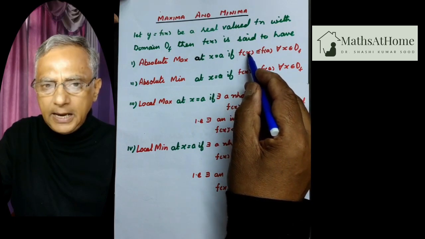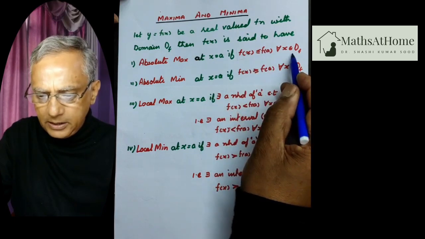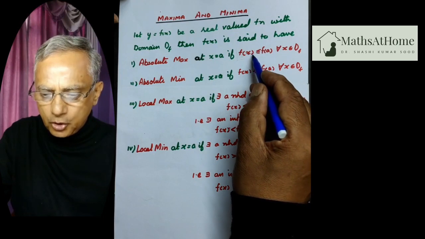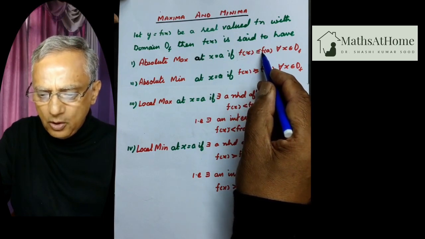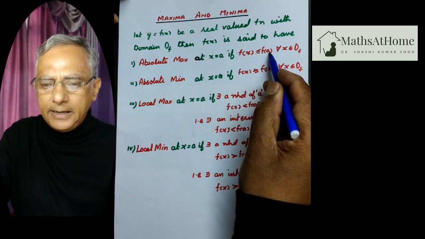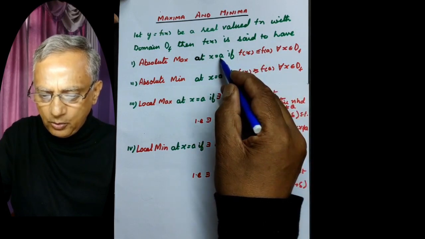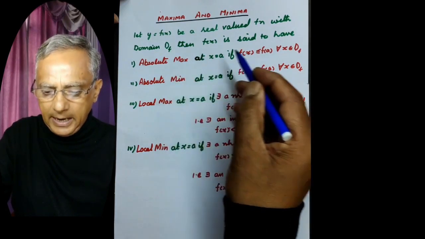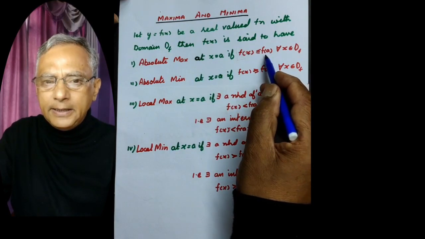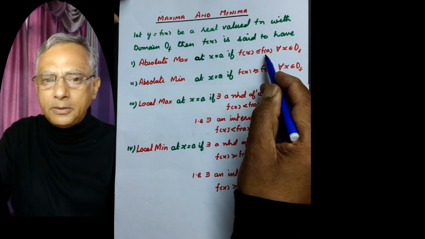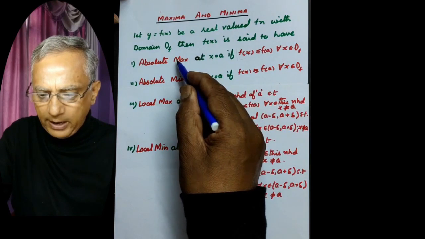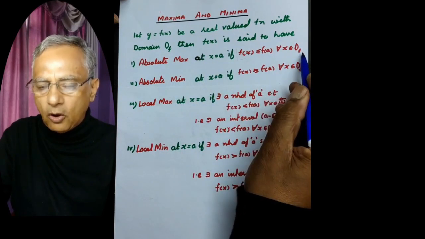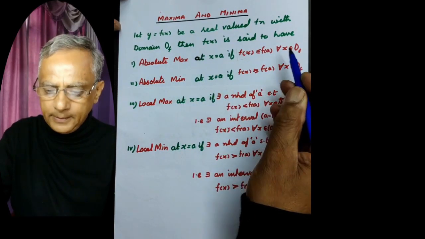The value of the function at any other point of its domain should be less than or equal to the value of the function at a. Then x equal to a is a point of absolute maximum, and the value at this point is the absolute maximum value, and it is the greatest value of the function in the whole of its domain.